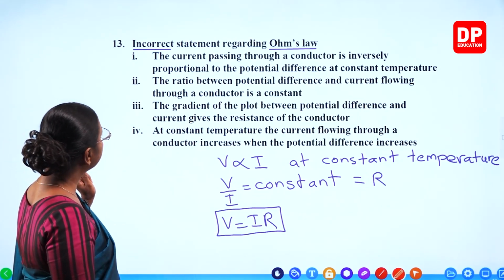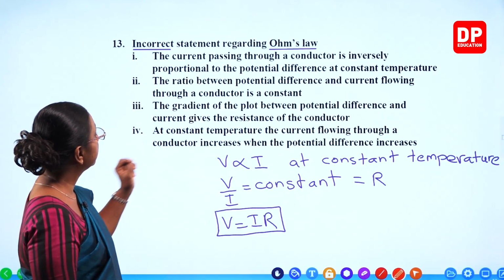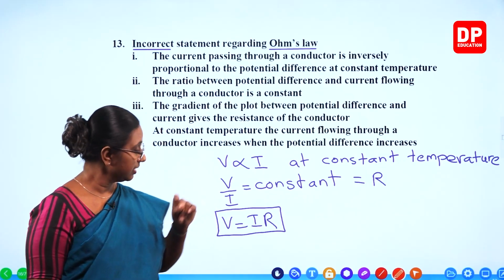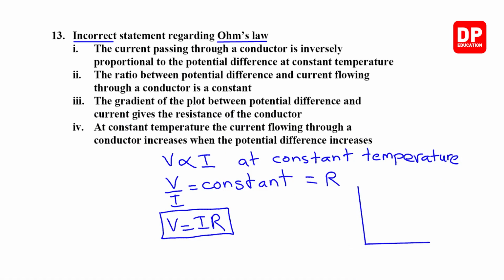Then, the gradient of the plot between potential difference and current gives the resistance of the conductor. That is also correct. We looked at the plot. We have a plot like this, where you have potential difference and current, and the plot will be like this. And if you find the gradient, that is equal to resistance. So this is the gradient, resistance. The second statement is correct. The third statement is also correct.